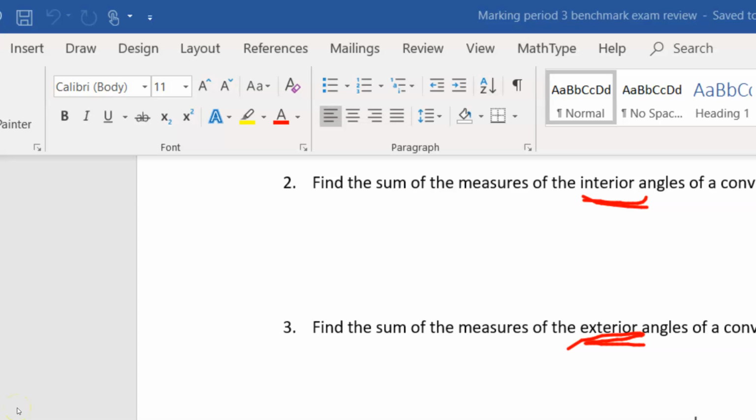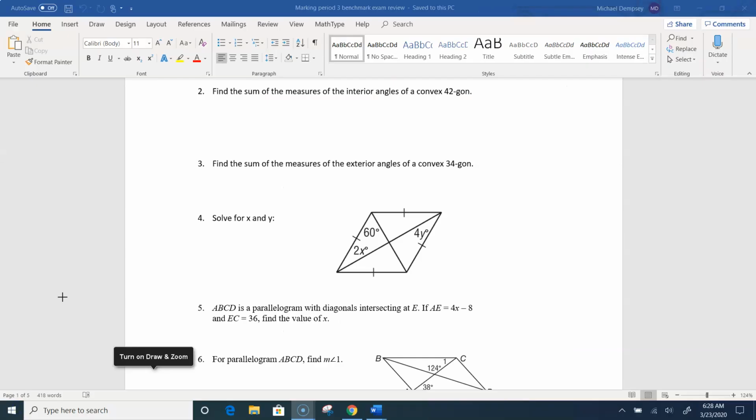So for the sum, that's our n minus 2. It's n minus 2 times 180. So I would have 42 minus 2, which would be 40, times 180. Okay, so we're going to multiply out 40 times 180, and I get 7,200.